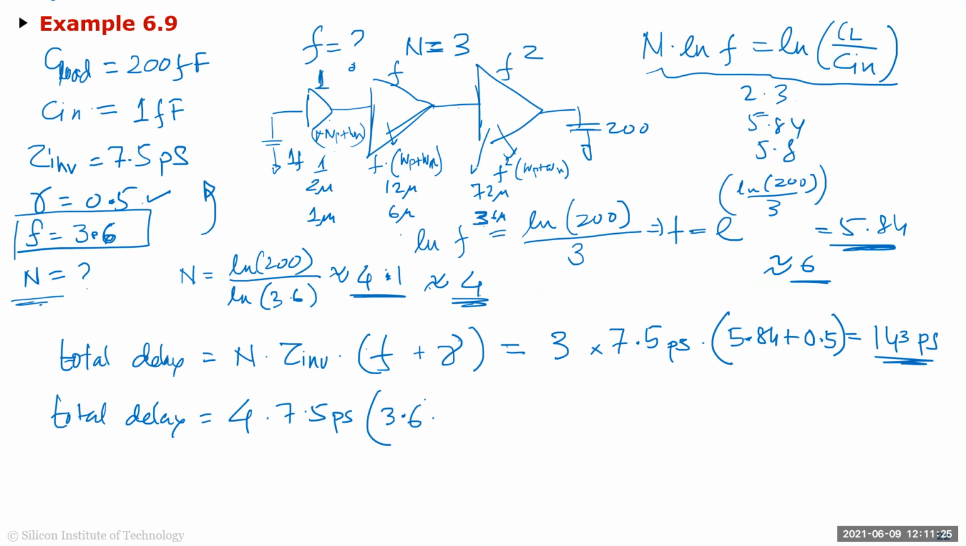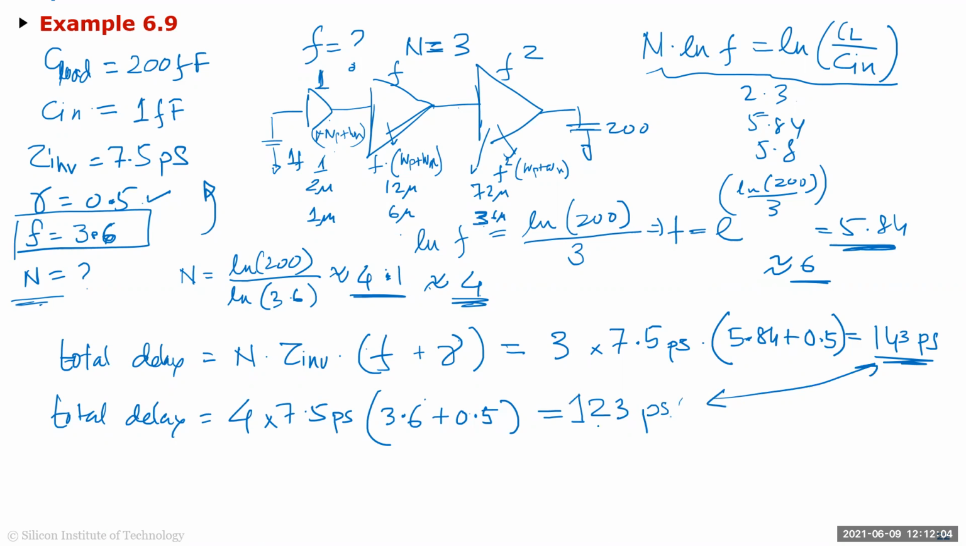Yeah, 3.6. Actually, the problem had given 3.8 by mistake. I wrote 3.6, but that's okay, it's close enough. This is equal to 4 times 7.5 times 4.1, which is 123 picosecond. So you can see it's a 20 picosecond difference.